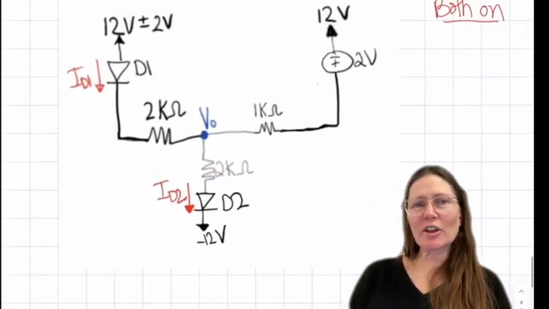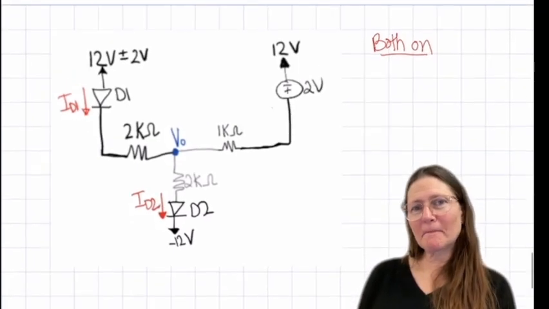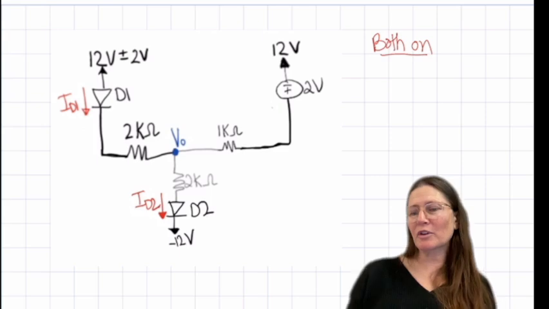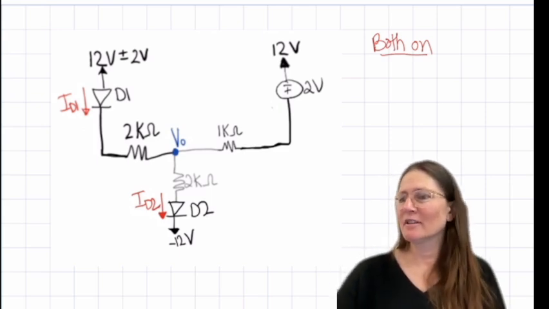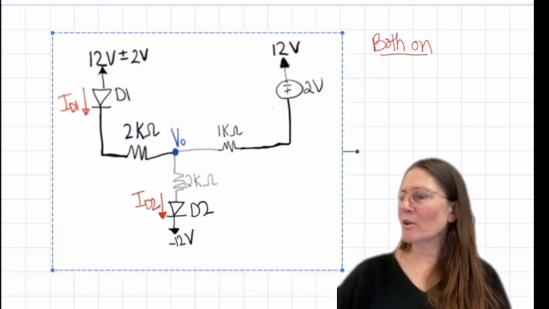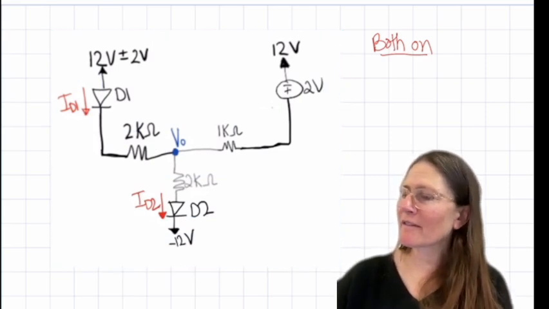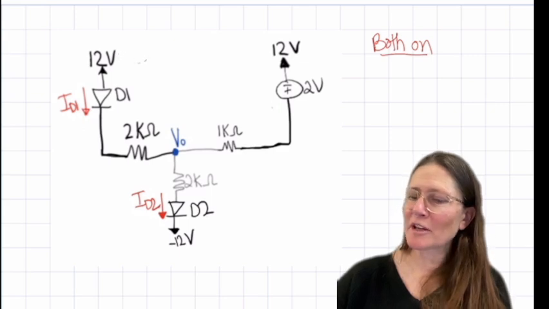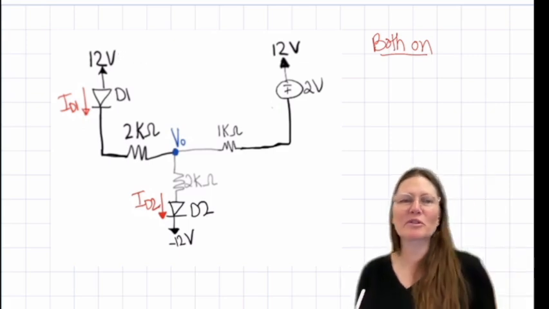All right, here's another diode problem. Assume both of these are on. Oh, ignore the AC portion of this. Just have both those at 12.